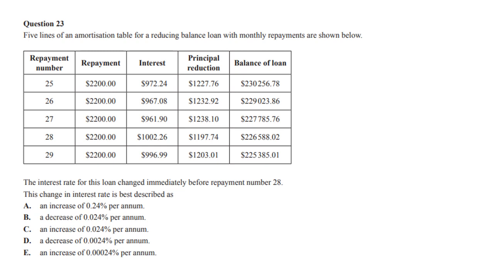One of the hardest ones to do is interest rate. In this case, we've got a change of interest rate, and it's happening about repayment 28. And we can see that from 27 to 28, we go from 961.90, and we normally expect this to be going down. We've been going down so far, and suddenly we go up. And the only way you're going to go up in the amount of interest is that you've actually had an increase in the interest rate. So it's not B and it's not D because they say decrease.